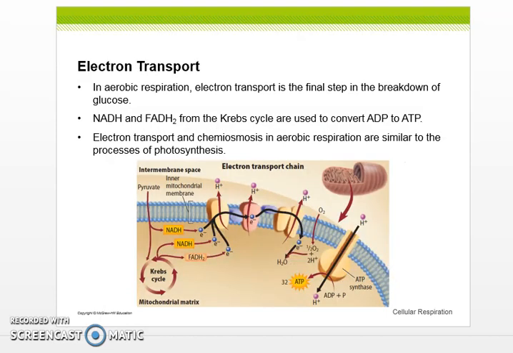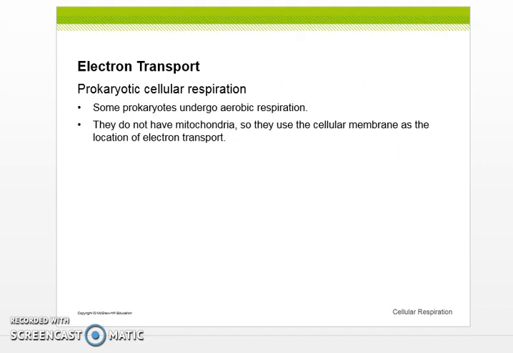So in aerobic respiration, electron transport is the final step in the breakdown of glucose. NADH and FADH2 from the Krebs cycle are used to convert ADP to ATP, energy. Electron transport and chemiosmosis in aerobic respiration are similar to the process of photosynthesis. Some prokaryotes undergo aerobic respiration. They do not have mitochondria, so they use the cellular membrane as the location of electron transport.